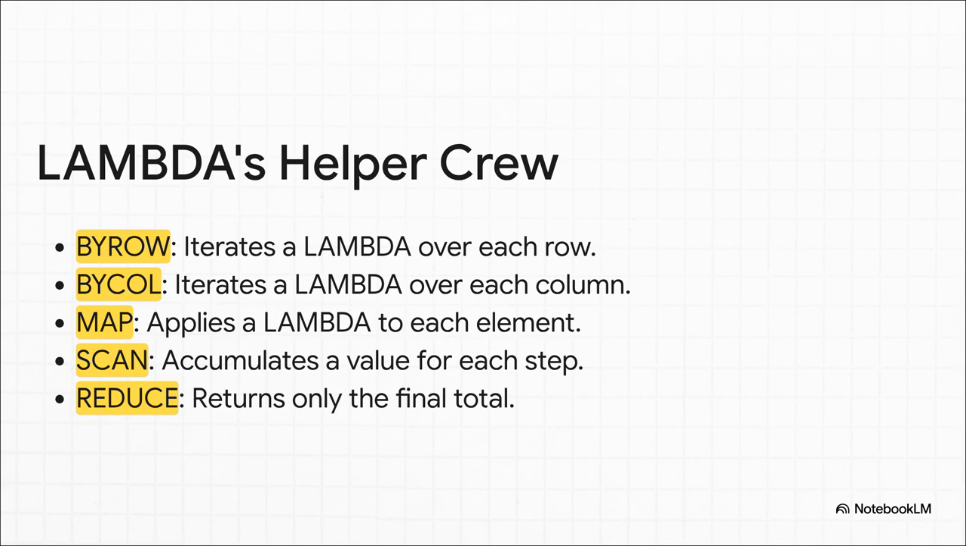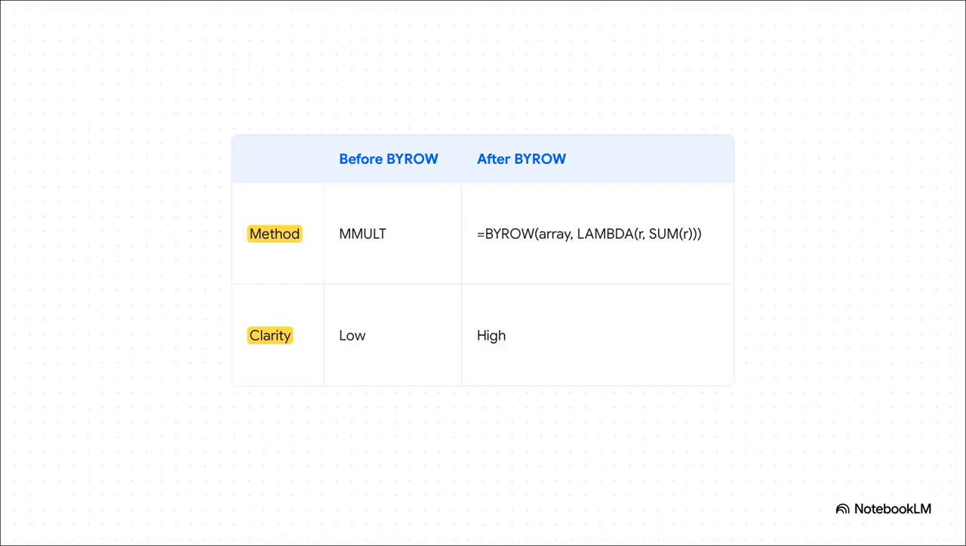So who's in this helper crew? Well, you've got BYROW and BYCOL, which let you perform a calculation on every single row or column in a range. You've got MAP, which applies a Lambda to every single element in an array. And then you have SCAN and REDUCE, which are fantastic for things like creating running totals. I mean, you have to see this to believe it. Just look at the difference.